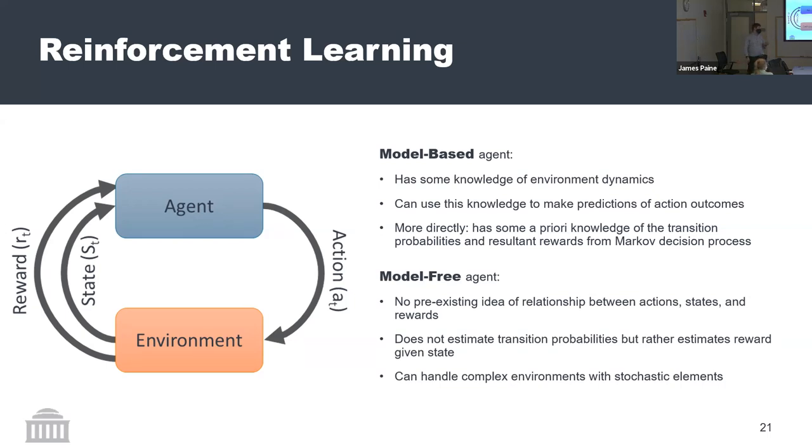You actually have no guarantee under some of these model-free approaches. Some of them don't necessarily even require that you have a full Markov decision process with full transitions between the states. It doesn't really matter in this case, because what you really care about is the reward given the combination of the action and the state.